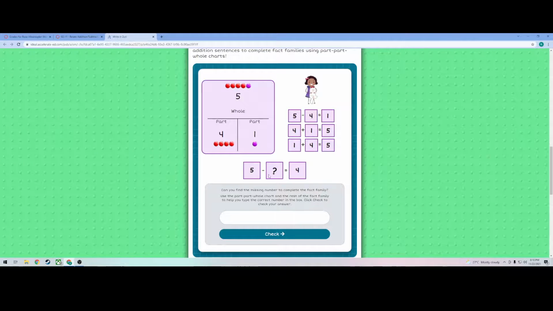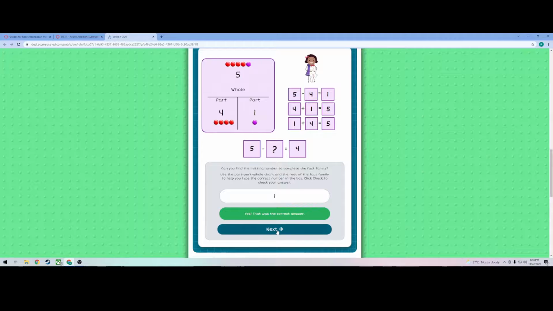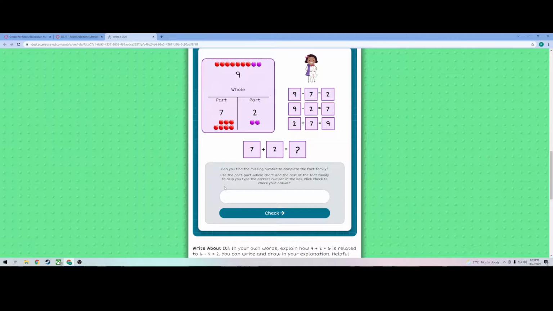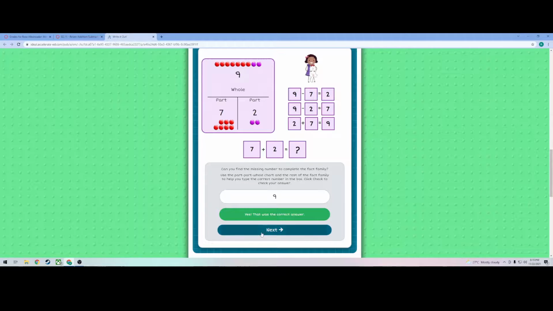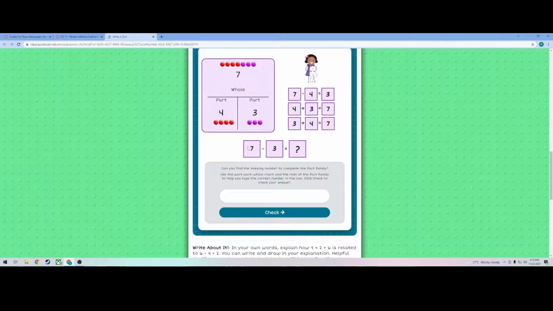5 minus 1 equals 4. The answer is 1. Right? Good. So let's do the next one. You know how to do it. I don't need to teach you. 7 plus 2 equals 9. Okay. This also, you know how to do it. I will not teach you.